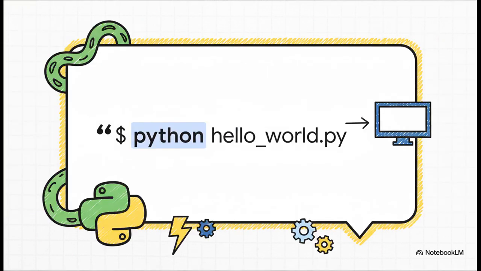And this is the command. Let's break it down really quick. That $ sign, just ignore it. That's just the terminal prompt. The word python is what calls up the Python interpreter. And hello_world.py tells the interpreter exactly which file to look at. So what we're literally saying is, hey Python, run the instructions inside the hello_world.py file.